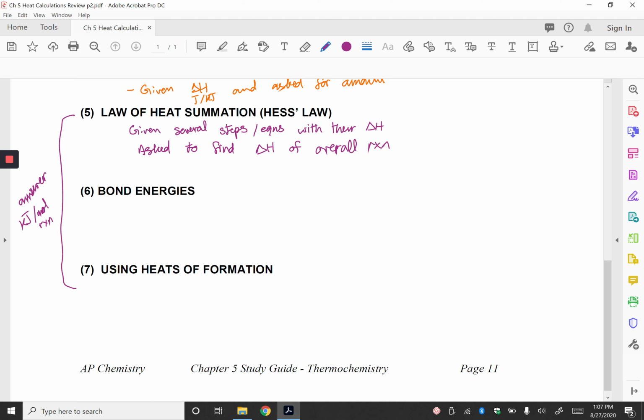And you manipulate these steps in order to add them together to get to the overall equation. So you'll know this one because you're going to be given a bunch of different equations with their delta H's.